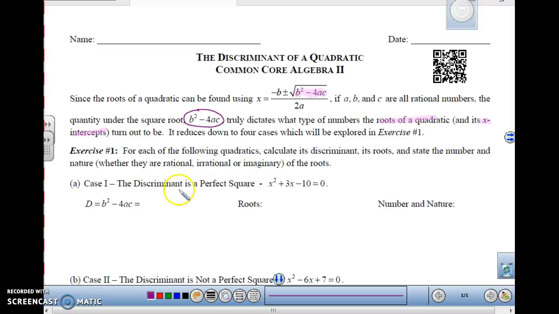Okay, so let's look at the discriminant as a perfect square. If I'm going to look at the discriminant, b squared minus 4ac, in this problem, a is going to be 1, b is 3, c is negative 10, based on this equation right here. So b squared would be 3 squared minus 4 times 1 times negative 10.